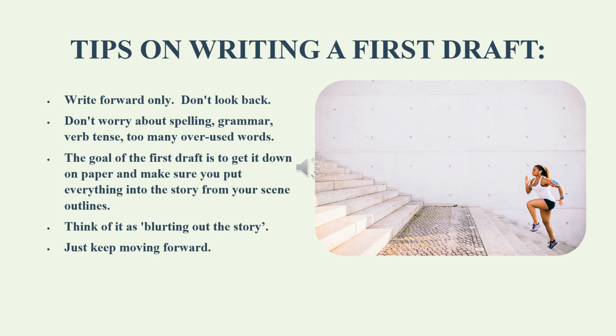Number 3, the goal of this first draft is to get it down on paper and to make sure you put everything from your scene outlines into the story. Number 4, you're just really blurting out the story. Nothing else matters but to just get the whole story down on paper. And number 5, the last tip is to just keep moving forward. Trust the system and just keep writing.